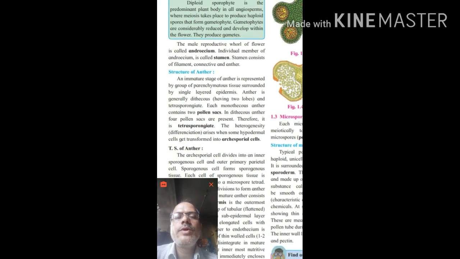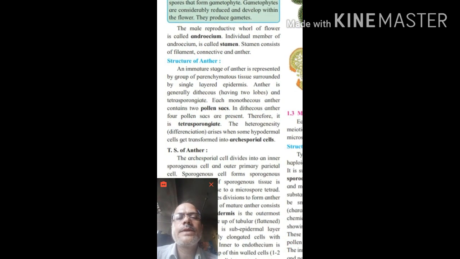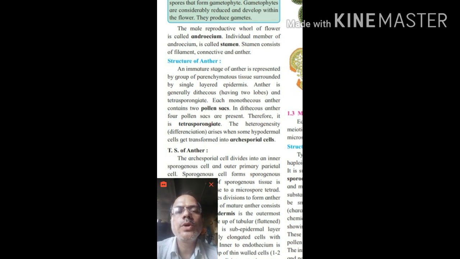The androecium is the essential reproductive part. That means in a flower, two reproductive parts are there, the androecium and gynoecium, and two non-essential, that is vegetative, parts, called the calyx and corolla. Today we discuss in detail the androecium, that is, the structure of the anther.